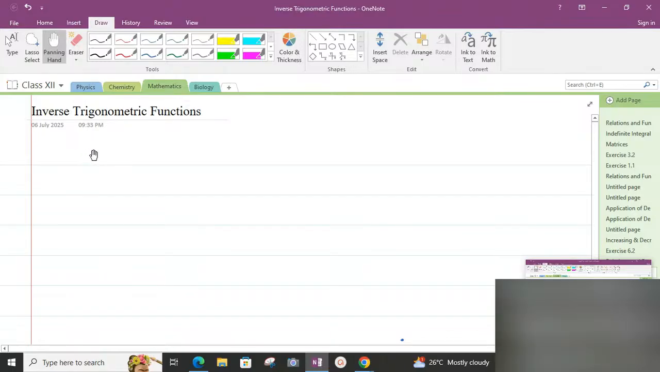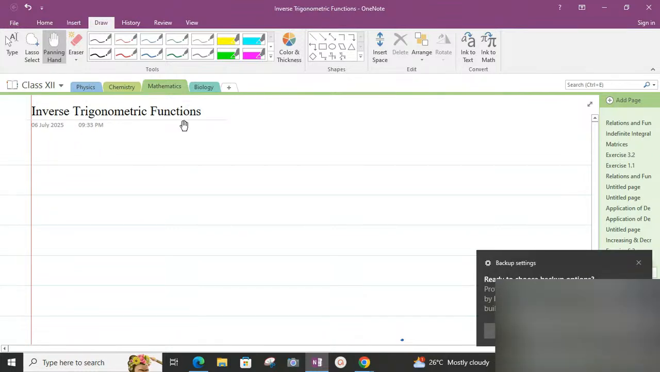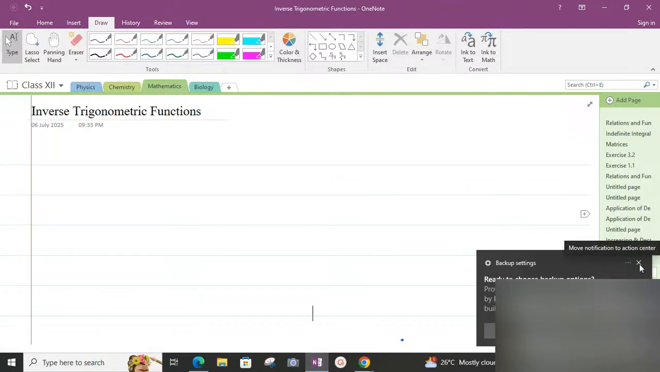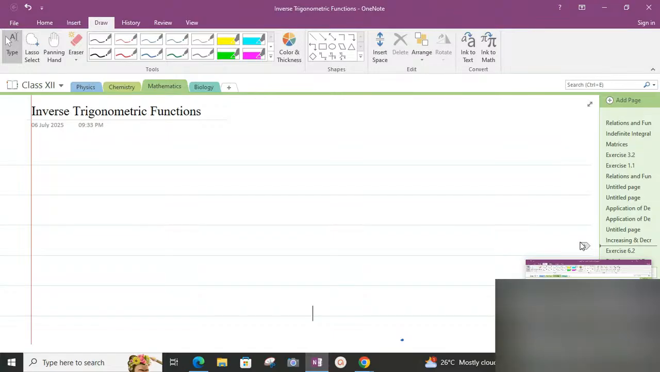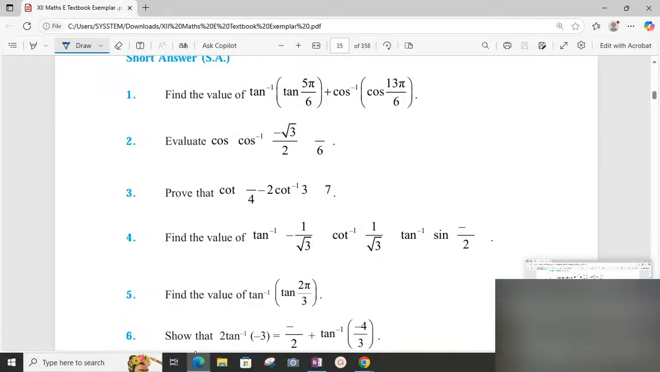In this class, I am going to solve some questions related to the inverse trigonometric function. So, let's see the first question. This is the first question.